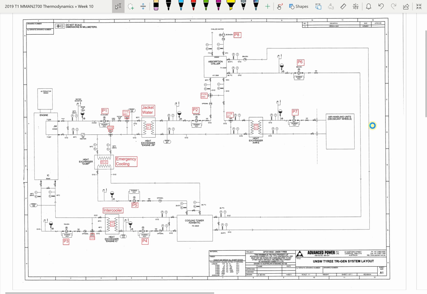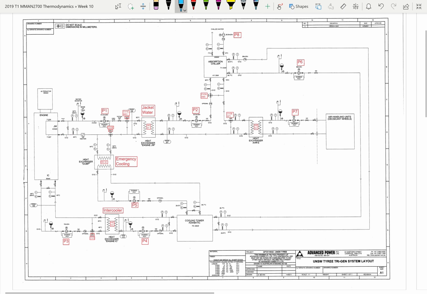So first of all, I just want to give you an overview of what we're looking at. What we've got here is a number of hydraulic circuits that are taking waste heat from an internal combustion engine, and using it to either chill the building down or heat the building up. So we'll just talk through each of these circuits in turn.